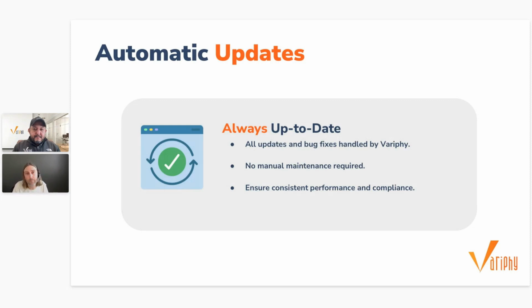When we put out updates, we're constantly covering CVEs. We're constantly covering any potential loopholes within the software. So if you're on version 16 or version 15 or version 12 or 13 of Variphy, you're missing out not only on application updates, but also security vulnerabilities.